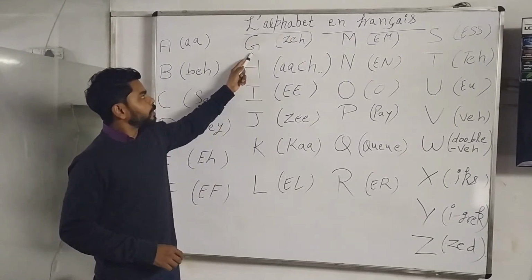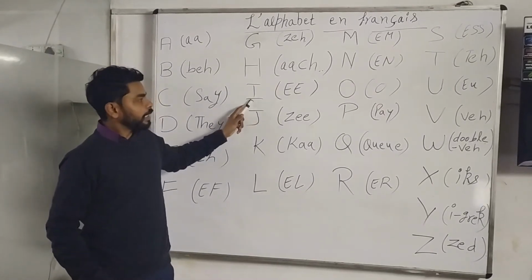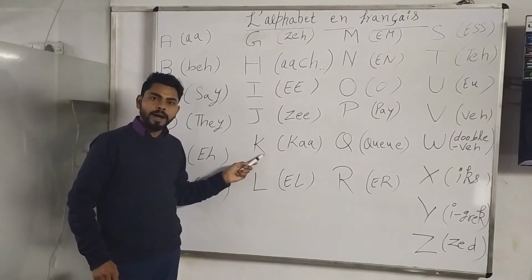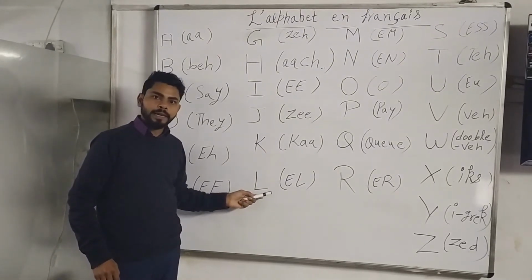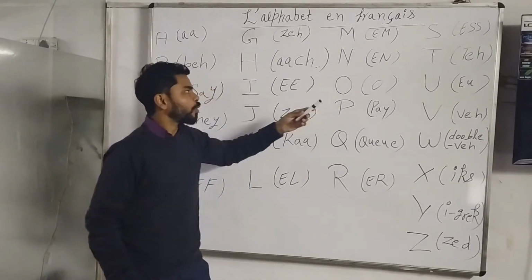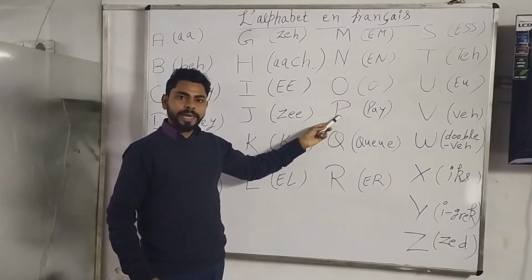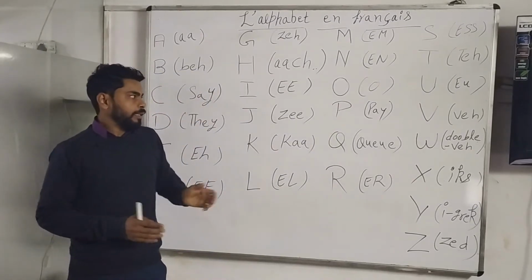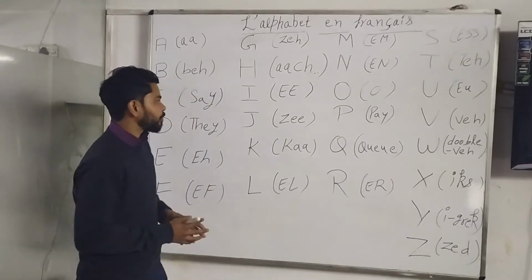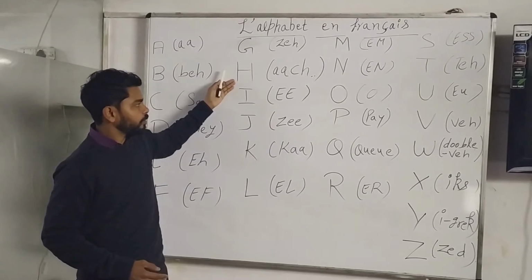So next is J. Then H, E, G, K, L. Then we have M, which is more or less same. N, O, P. P is denoted as a pronunciation by me as pay, as we pay something. So let's start again. J, H, E.